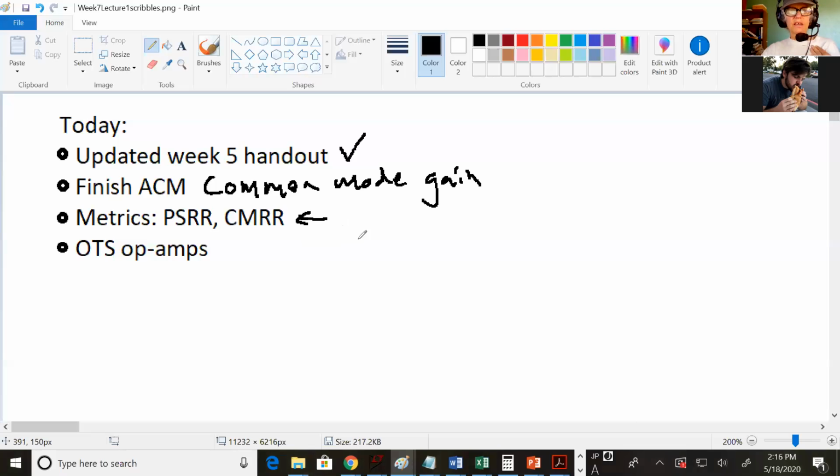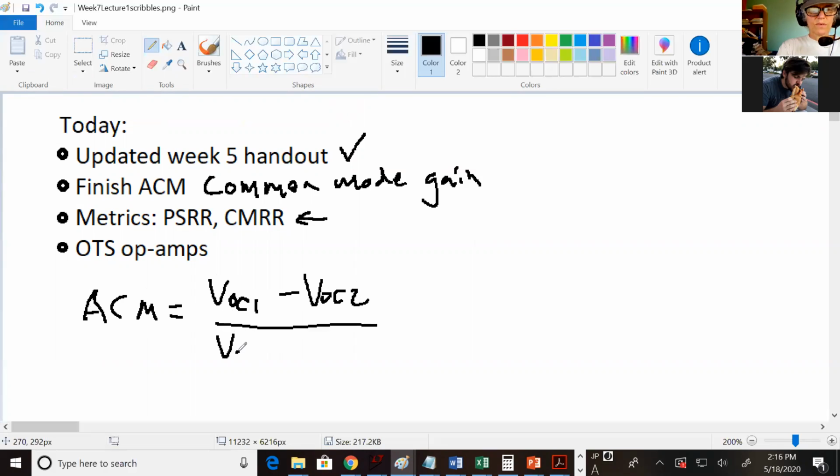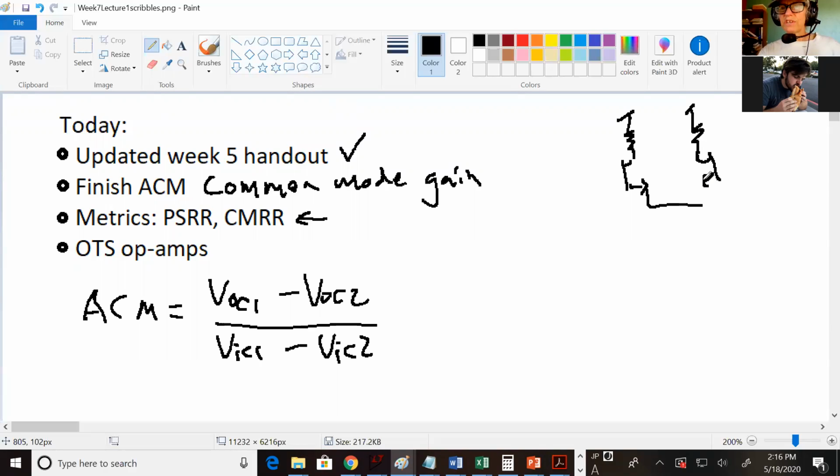So let's look at ACM first, and I believe I did the experimental. So again, experimental means if you're using LT Spice or in the lab, how you would find this value. And I think we already did that, but let's do a quick example of that. Again, I drew BJTs here, but MOSFETs work just as well.